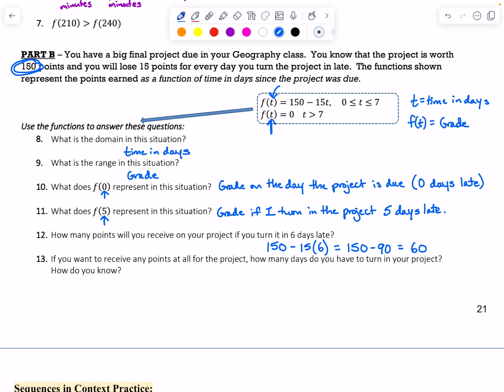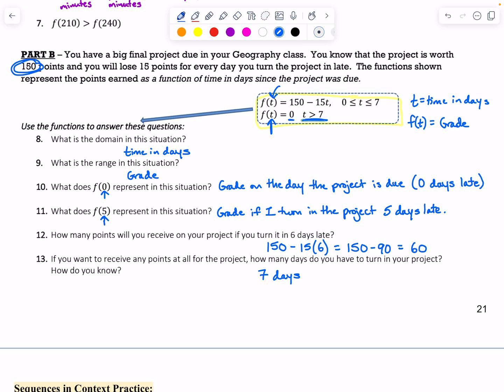If you want to receive any points for the project at all, how many days do you have to turn in your project, and how do you know? So in this case, you have to refer back to what you were given up here. And it says that as long as time is greater than 7, or no, if it doesn't exceed 7, we should say. So as long as it's not greater than 7, you won't get a 0. So you have 7 days to turn it in, but after that, your grade would be a 0. So when time is greater than 7, your grade would be a 0.